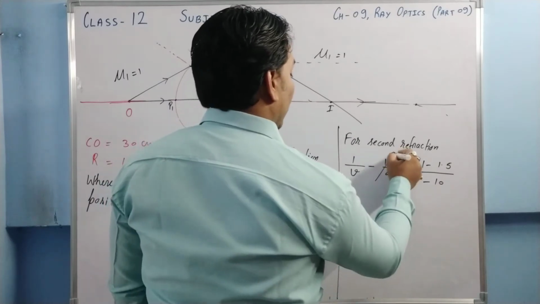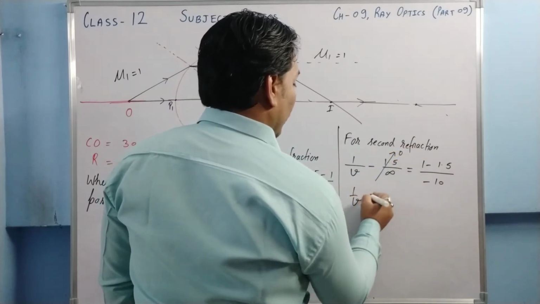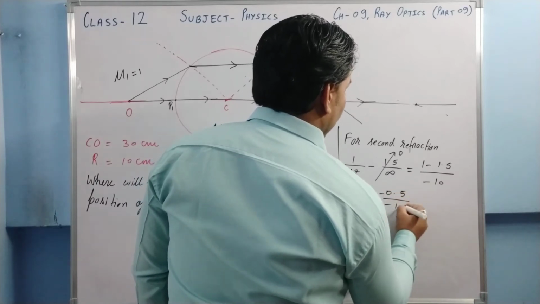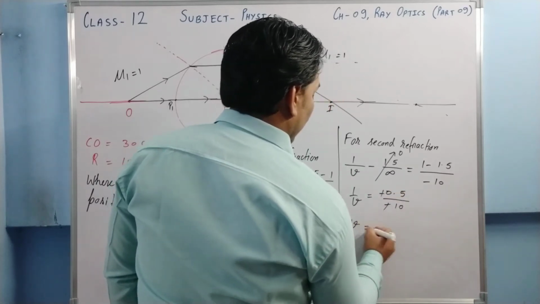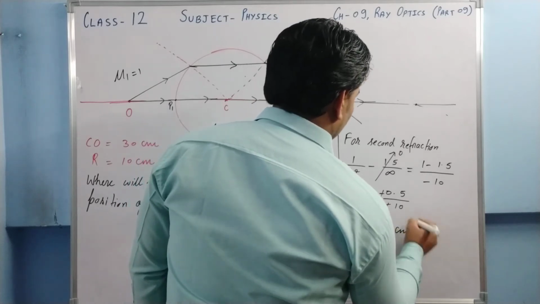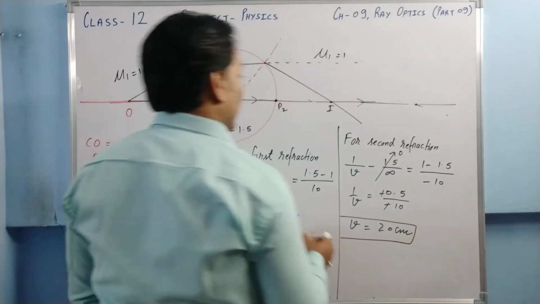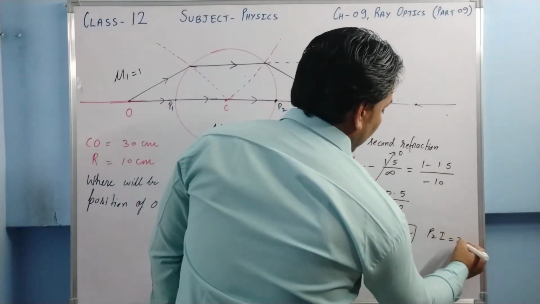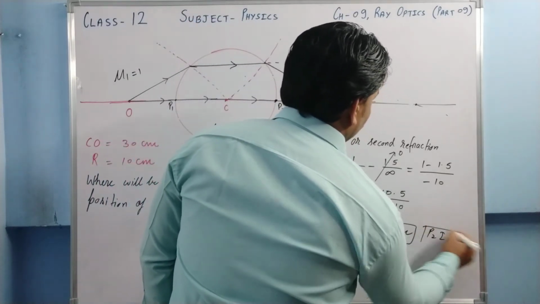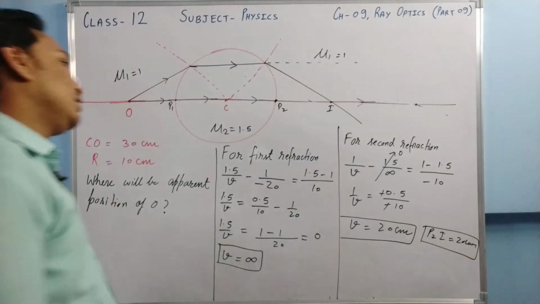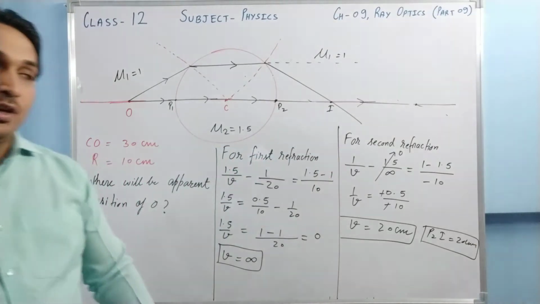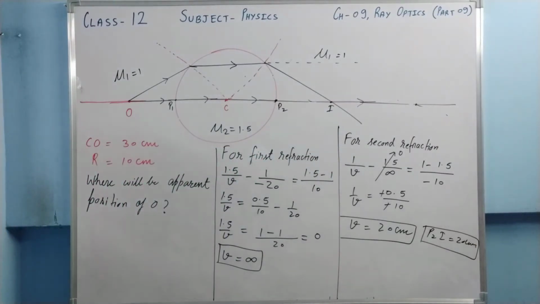So this will go to 0. 1 upon V is equal to minus 0.5 upon minus 10. Minus and minus will cancel out. So V is going to be what? 20 centimeters. Since it is positive, P2I, this distance, is 20 centimeters. If it is asked from the center, then from the center to P2 it is 10, P2 to I it is 20. So from the center it is 30 centimeters. So this is how we solve the question.